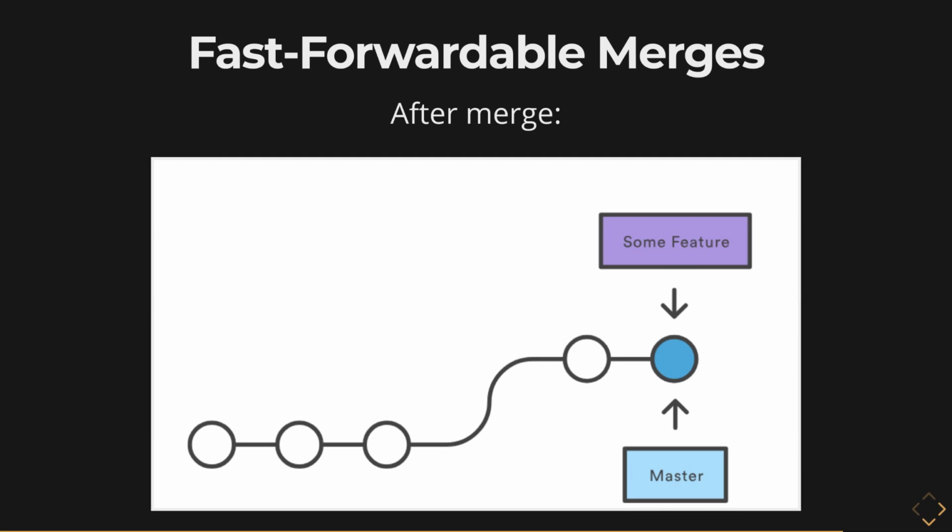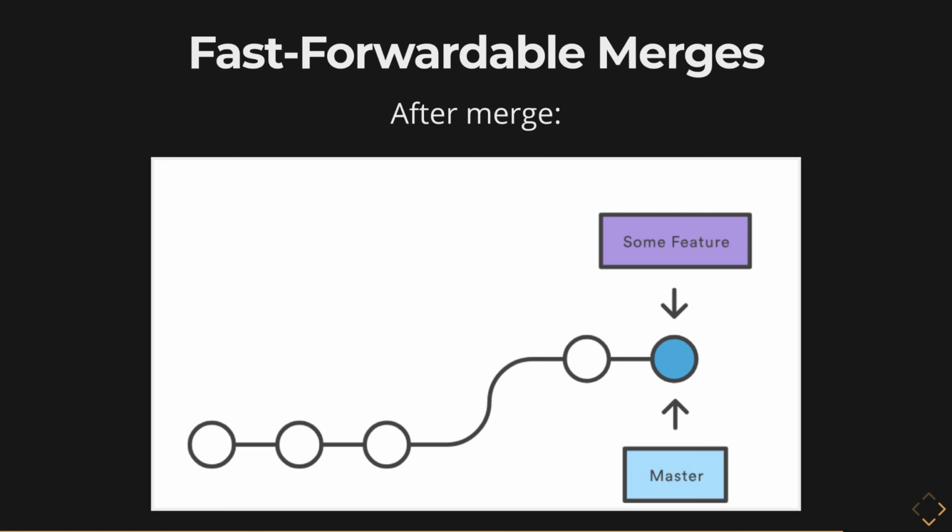What we've done now is we've taken the work that's in the feature branch, the one labeled some feature, and we've integrated all that work into the master branch. All we had to do was just to move that label. Any questions about that? We're going to have a look at the real life example of how this works in a minute.